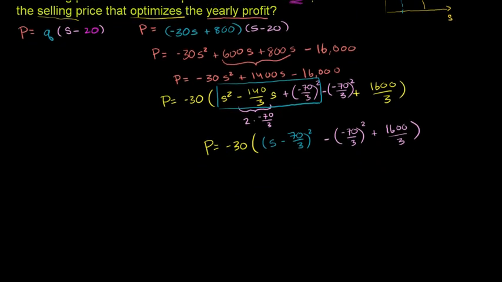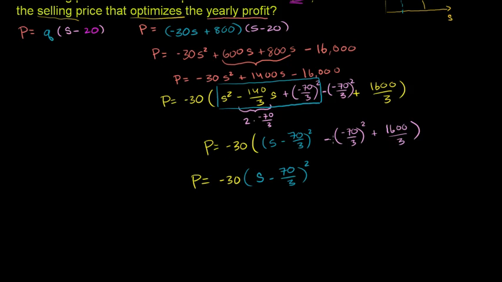Now the next thing we can do is redistribute this negative 30. Let me scroll down so we have some space to do this. So we could say profit is equal to negative 30 times this expression right here, s minus 70 over 3. Oh, sorry, that's an s, have to be very careful. That's our selling price, s minus 70 over 3 squared. And then we have to multiply negative 30 times each of these other terms.